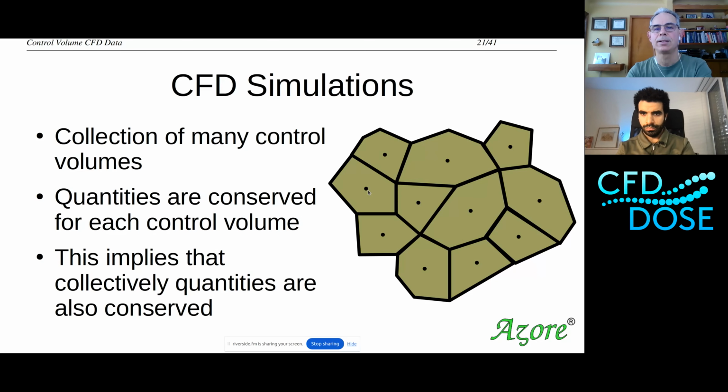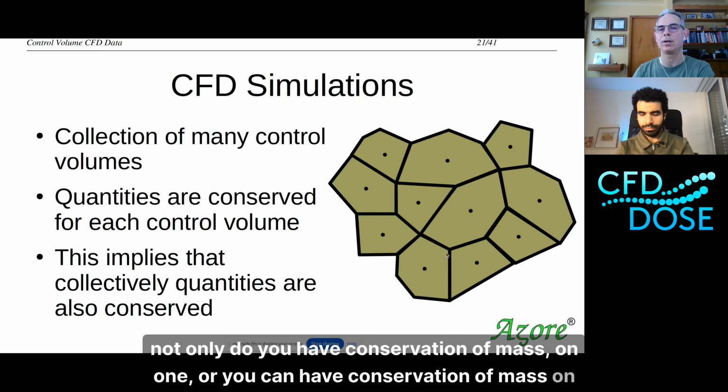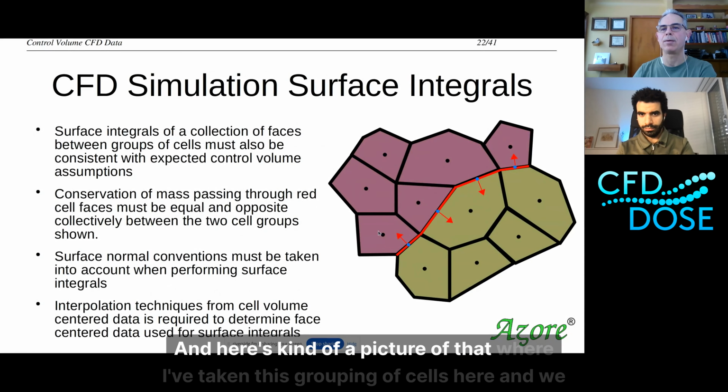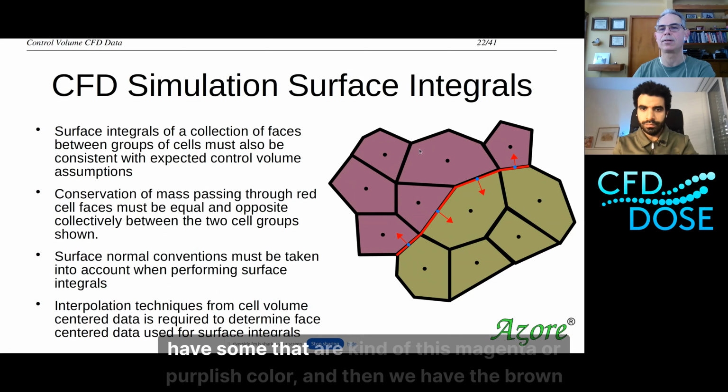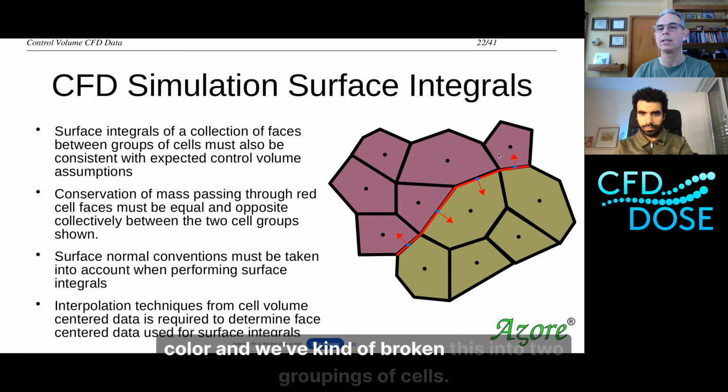And so not only do you have conservation of mass, but you can have conservation of mass on even a subset of those. Here's a picture of that, where I've taken this grouping of cells, and we have some that are this magenta or purplish color, and then we have a brown color, and we've broken this into two groupings of cells.